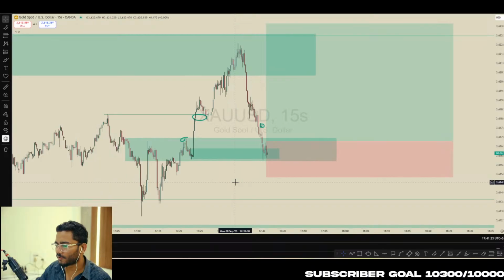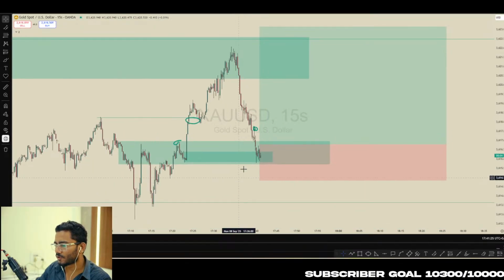We don't have to wait for chalk. Like you can wait for chalk, but I'm entering directly after looking for candle confirmation. So I'm entering over here.